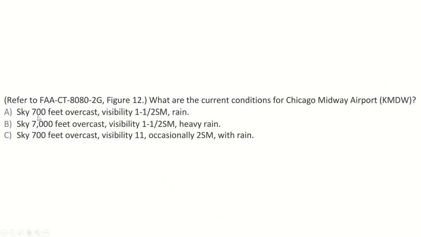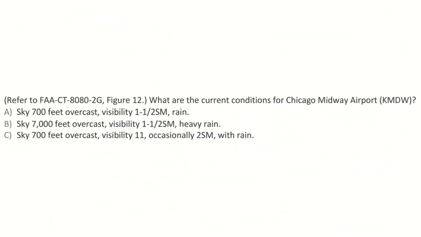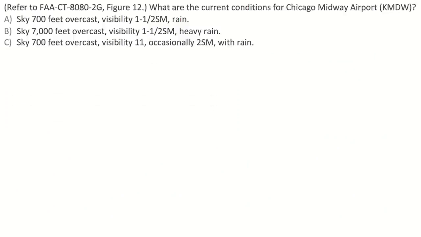So like 2 of these, this one is clearly distracting you, trying to confuse you by making you think that the number 7 indicates 7,000 feet, when you know they add 2 zeros, so it means 700 feet. And then beyond that, you just need to figure out whether it says 1.5 or 2 SM, and you can figure out which of those 2 answers is correct.